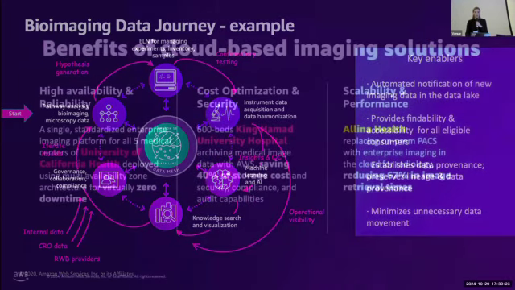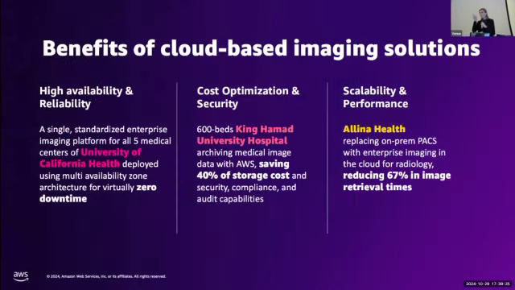When we're thinking of the high-level benefits, there are three categories, I would say. There are many different ones, but the first one would be high availability and reliability. A good example in this domain is University of California Health, which deployed their architecture in the cloud and managed to have their medical imaging enterprise platform across all of their different medical centers. They use a multi-availability zone architecture for virtually no downtime.